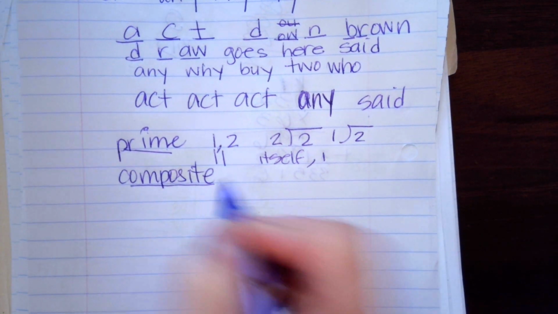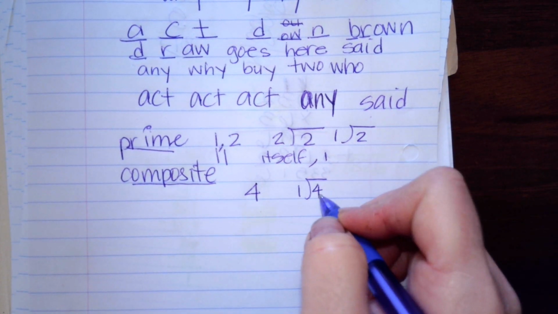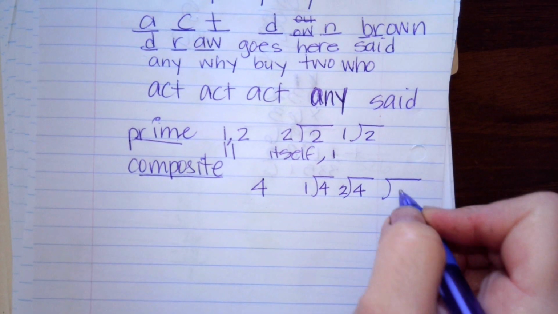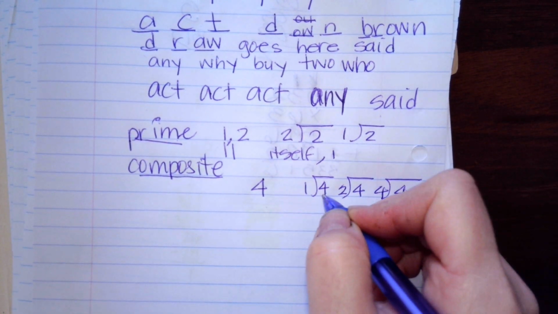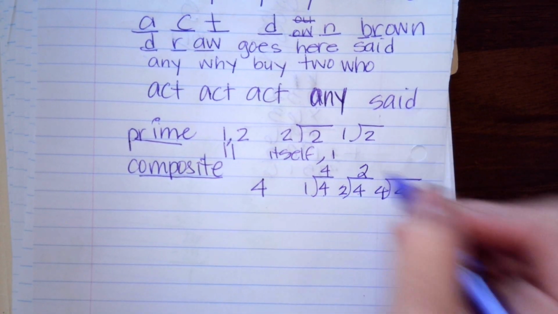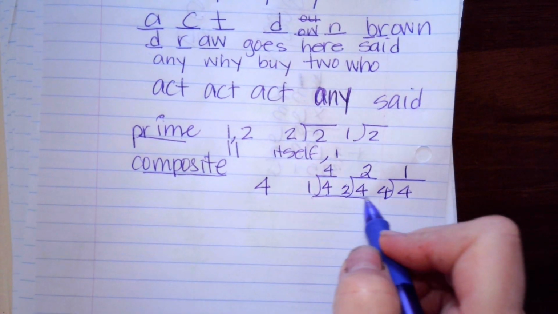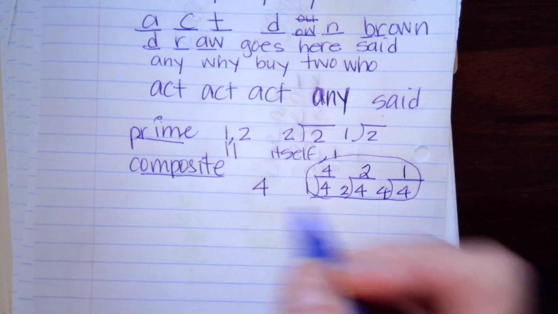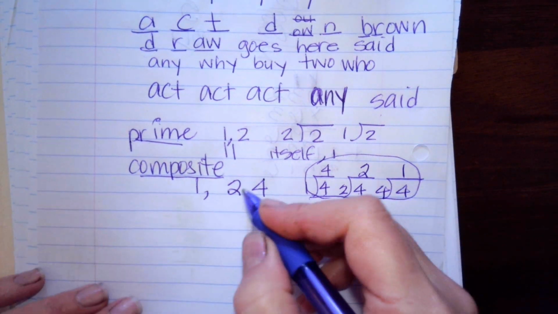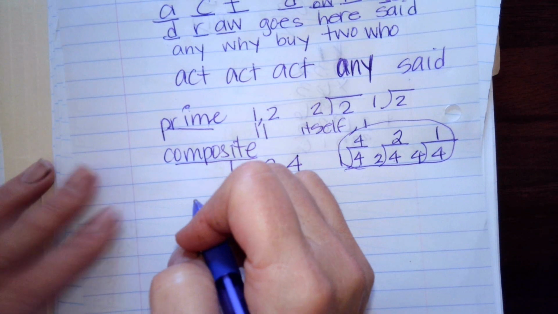A composite number is a number like 4. We can divide 4 by 1, we can divide 4 by 2, and we can divide 4 by 4. So 4 divided by 1 is 4, 2 goes into 4 2 times, 4 divided by 4 is 1. So this is a composite number because there's 3 numbers that factor into it. So we would write them down like this, 1, 2, 4. So let's do some more examples.